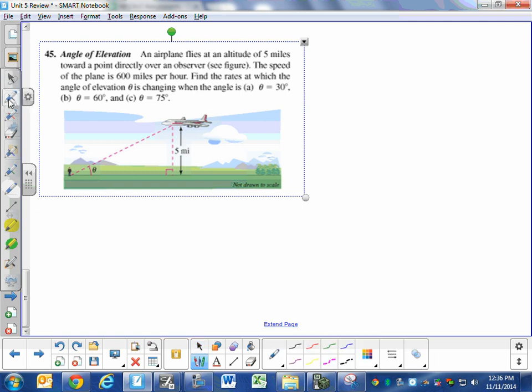The airplane is at 5 miles. That's the altitude. That's going to be fixed. The speed of the plane is 600 miles per hour, so that's this dx/dt vector. Find the rates at which the angle of elevation is changing when the angle is 30 degrees, 60 degrees, 75. Let's just do A. So the question is, what is d theta/dt when theta is 30?